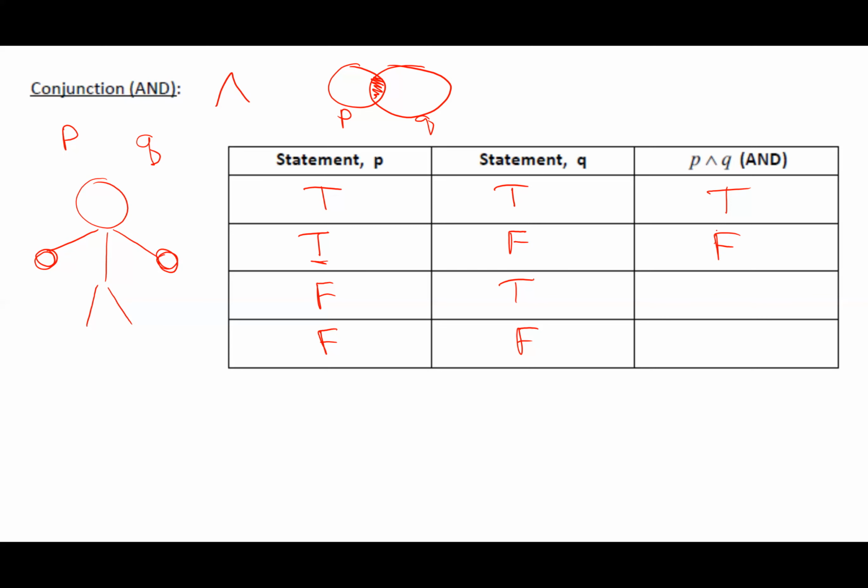Let's suppose I told you the same thing. I've got $5 in my left hand and my right hand, but I don't actually have it in my left hand. Well, then that's false. And suppose I actually have $5 in neither hand. Well, certainly that's false. Okay.